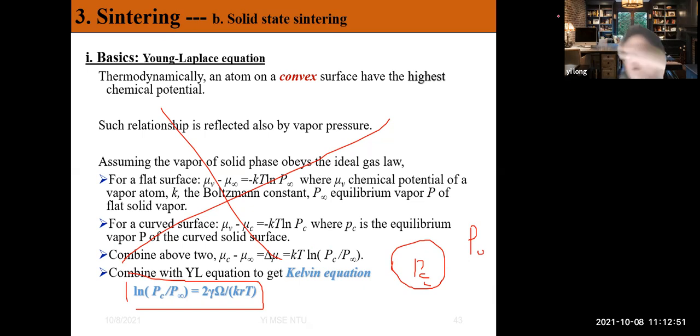Outside is just a flat one, right? So it's infinity, okay? Yeah, so that's why it's P_C over P_infinity, or P_0. Some people use P_0, it doesn't matter. Different books use different names, okay? But anyways, outside is infinity.